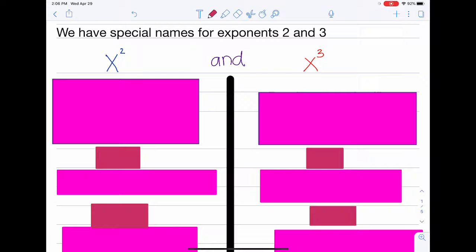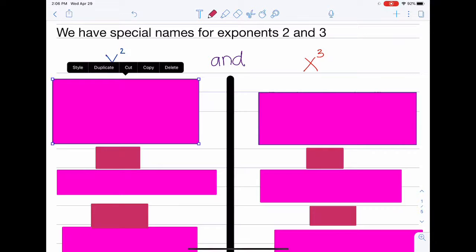Hello, so you know how I said that we were done with exponents? Well, we're going to use them now to explore roots, and square roots specifically today, but let's go ahead and jump into it. So we have special names for these exponents when it comes to 2 and 3.